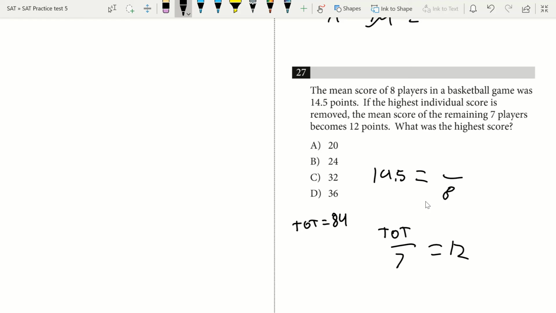Well, going back up here, I know that 84 of those 7 players, plus my 8th player, which I'll call B, just to give me a value for it, right?